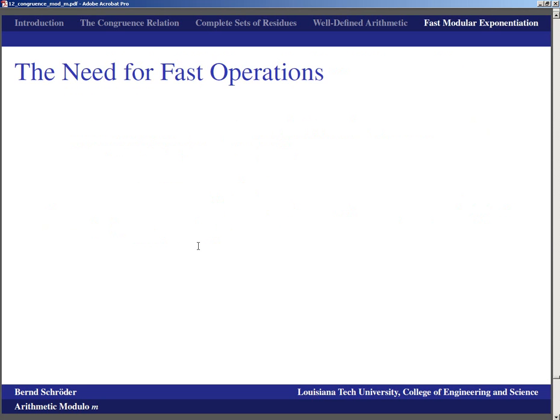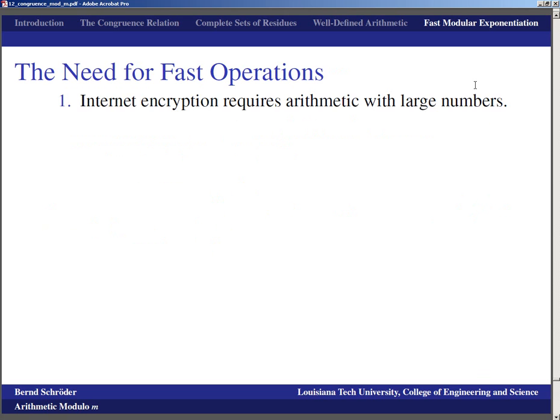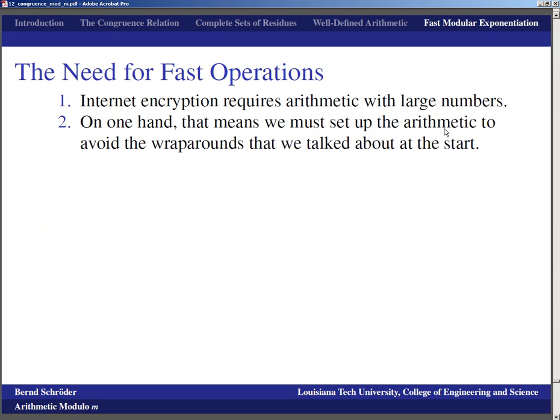And now we're going to talk quickly about fast modular exponentiation. And well, the need for fast operations is founded in the fact that, for example, internet encryption requires arithmetic with large numbers. And so on one hand, we must set up the arithmetic to avoid the wraparounds that we talked about at the start, right?